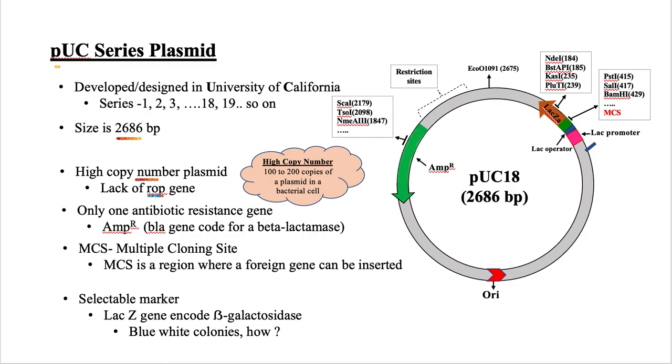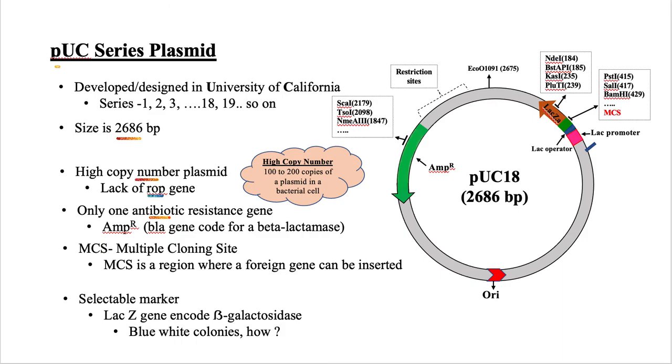There is no ROP gene. We have seen in our previous pBR322 plasmid that they do have ROP gene, and that ROP gene is required for maintaining low copy number of the plasmid. But here in this pUC series vector, there is no ROP gene. So that's why they are high copy number. There is only one antibiotic resistance gene, which is ampicillin resistance gene, as I mentioned before.